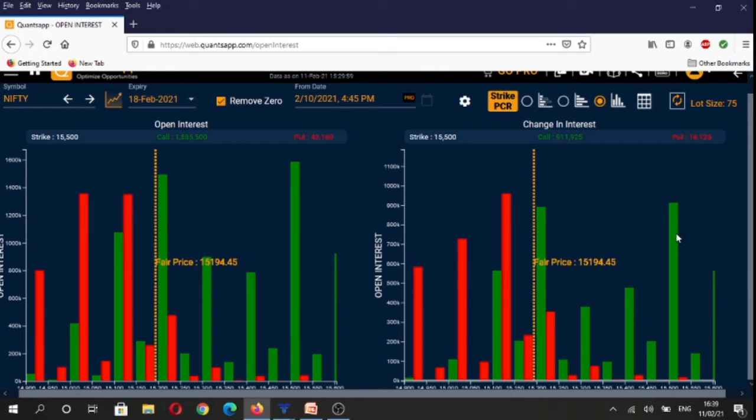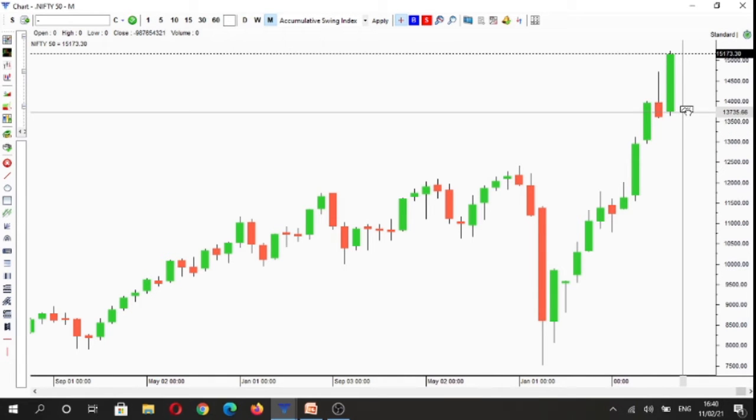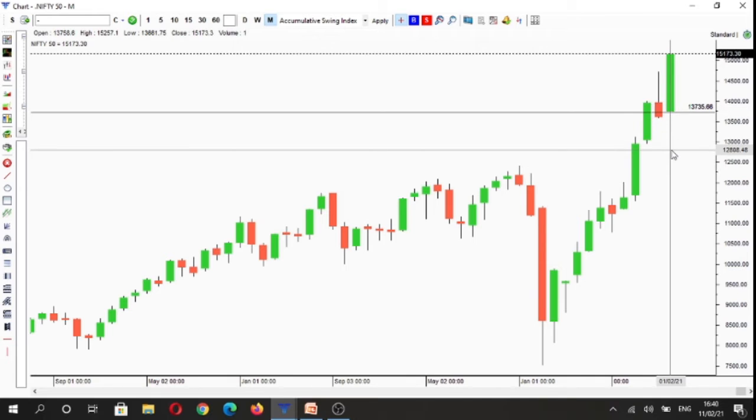However, as we will soon see, there's a possibility that market may make new highs. So basically, when market is making new highs, there are no resistances. But based on the options open interest data, 15,500 zone level is the zone where market can take a breather.